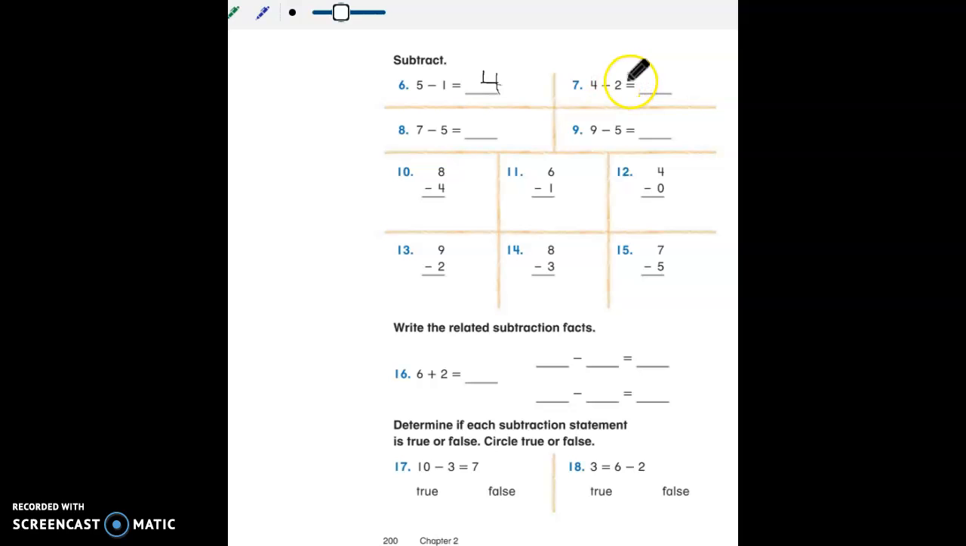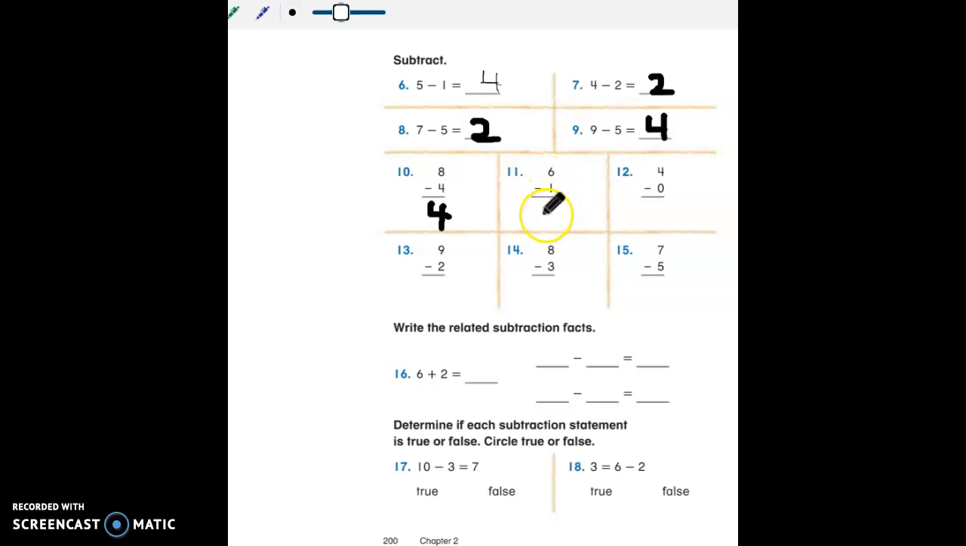4 take away 2. That's easy. 2. We know that because 2 plus 2 equals 4. 7 take away 5. Go ahead and write your 2. 9 take away 5. 4. Okay, now we have some mixed problems here that are vertical. 8 take away 4. Well, we know that 4 plus 4 is 8, so put down your 4.